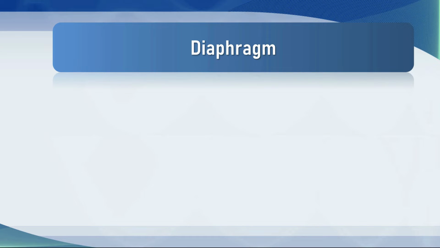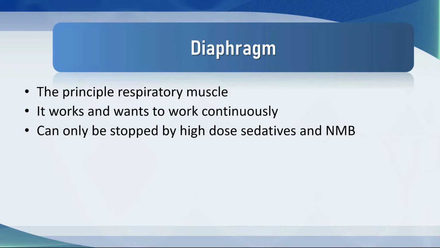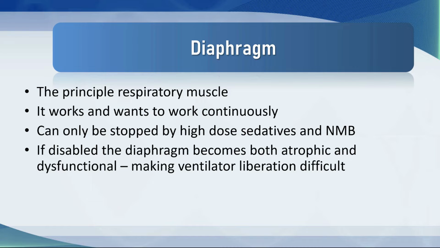It's extremely important to understand that the human diaphragm is the principal muscle of respiration. It works and wants to work continuously. It is a biological oscillator in the body, and it goes continuously generating a minute ventilation that is controlled by the carbon dioxide tension of cerebrospinal fluid. It can only be stopped by high doses of sedatives, particularly opioids and neuromuscular blockade. If disabled, the diaphragm becomes both atrophic and dysfunctional, and once it becomes dysfunctional, liberating a person from a mechanical ventilator becomes much more difficult.